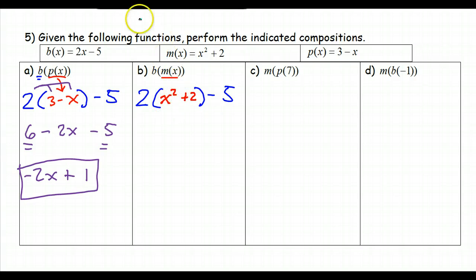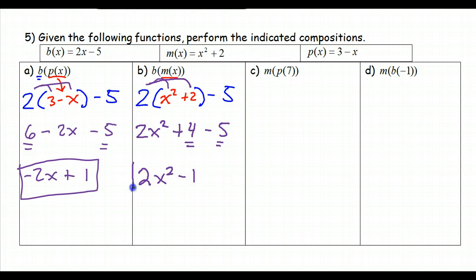Fine. Once again, we will do the distributive property, so that's going to give us 2x squared plus 4 minus 5. Okay, these are the like terms, so together they make negative 1. So we will have 2x squared minus 1. And that would be the final answer for part B.